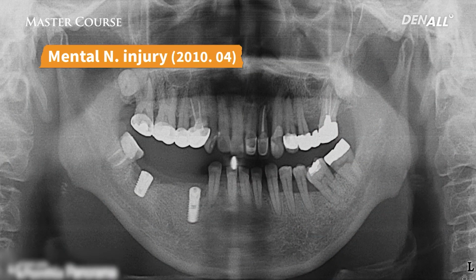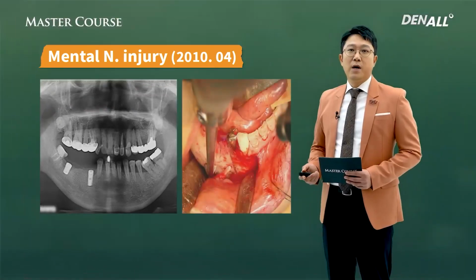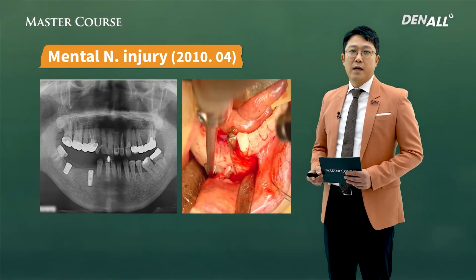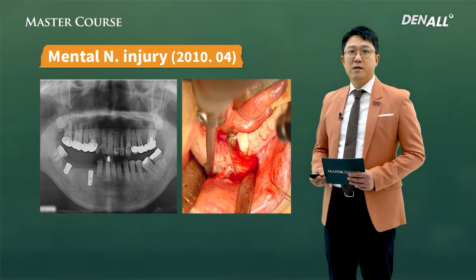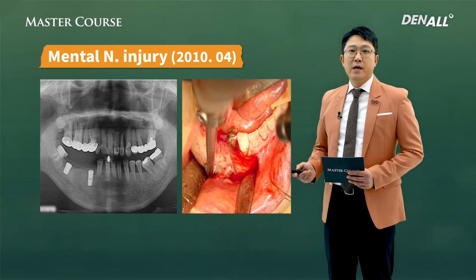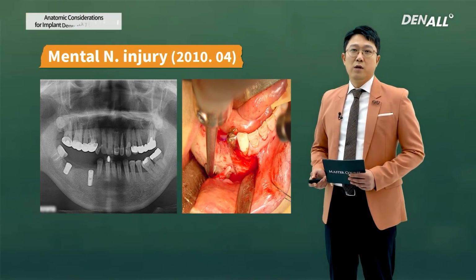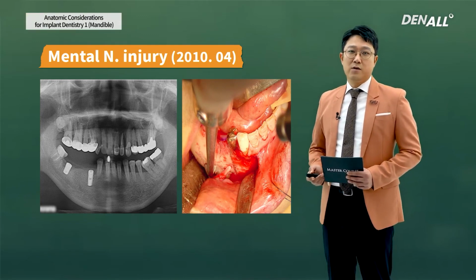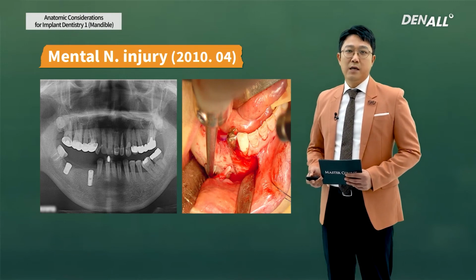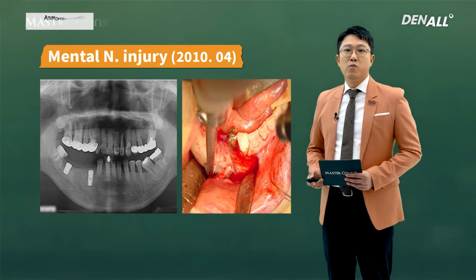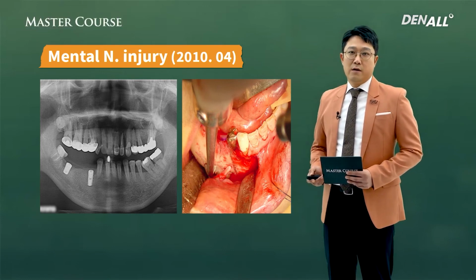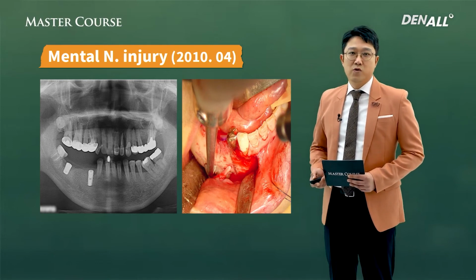Next case, a releasing incision was made and the mental nerve was injured. After implant placement, bone graft is done to pull soft tissue. Releasing incision was made. The mental nerve was checked, so the incision was made avoiding that nerve, but the sensation problem lasted 1.5 years. Therefore, when you place an implant in the mental nerve area, soft tissue needs to be handled with care.